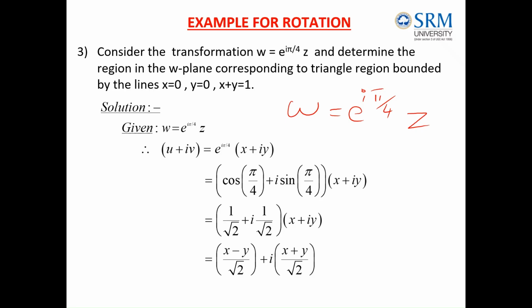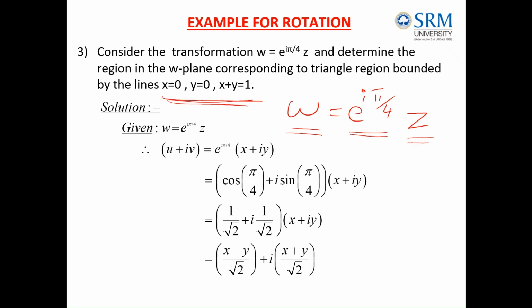So we need to find what is the image of the triangular region bounded by x equal to 0, y equal to 0, x plus y equal to 1. The same triangular region which we have discussed in the previous problem, but the transformation is e power i pi by 4 z. So now we need to find what is the real and imaginary part by rewriting what is this exponential term and what is z and what is w.